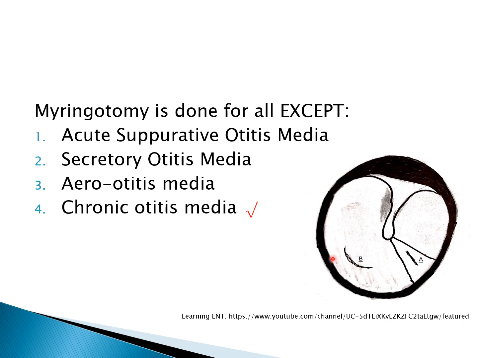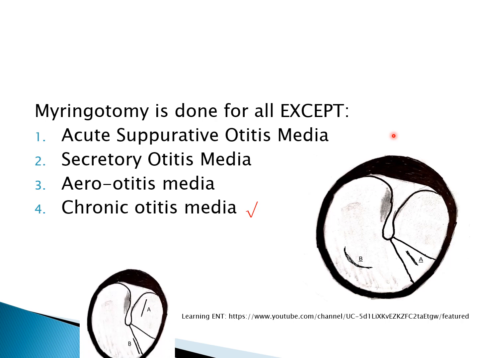Another incision we see here is B type. Here we can see that this is a circumferential incision and it is in the posterior inferior quadrant. So a circumferential incision in the posterior inferior quadrant is generally given for acute suppurative otitis media. So a question can be framed from this part also, that which type of incision is used in which type of disease. So this needs to be remembered.